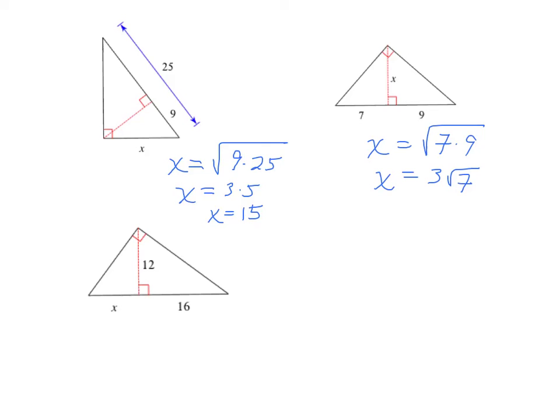Okay, in this final example, here's the big triangle. We know that the altitude of 12 is the geometric mean of x and 16. So our unknown now is going to be inside the square root. 12 is the square root of x times 16. So to solve this problem, we need to get rid of the square root first, so we'll do that by squaring both sides. So now 144 is 16x, and x equals 9. And that's it.